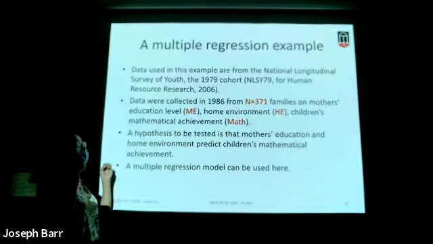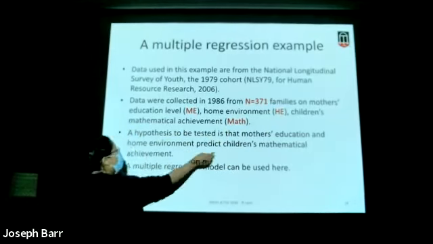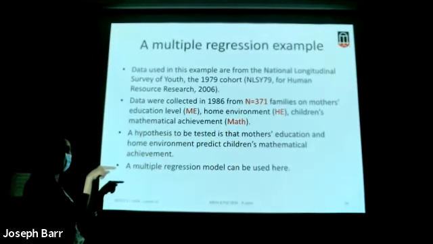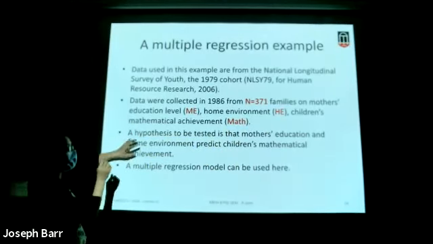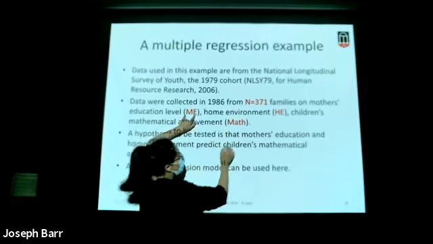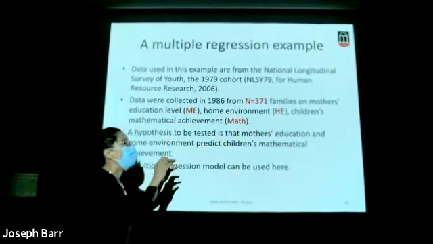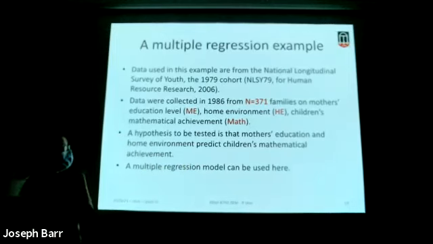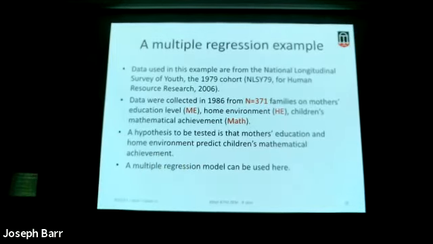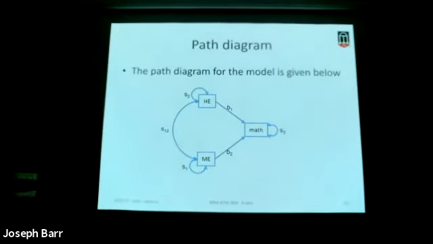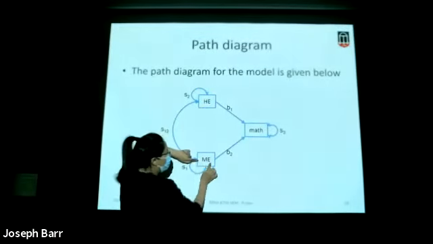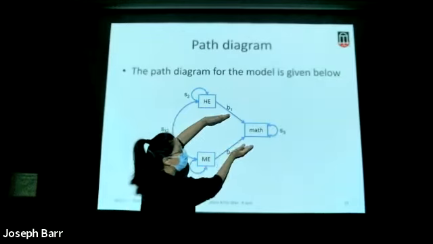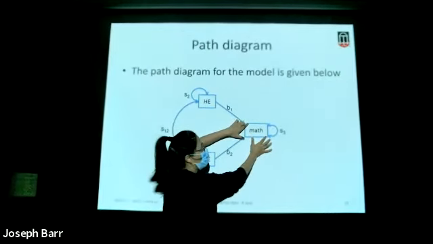And here we have a hypothesis. We're trying to set a model like this. Mother's education and the home environment together are going to predict children's mathematical achievement. That's just one hypothesis. So ME, mother's education, and HE, home environment, cause or influence the children's math achievement score. That's our model. This is a multiple regression model. Mother's education level and home environment together influence the kids' math achievement score.